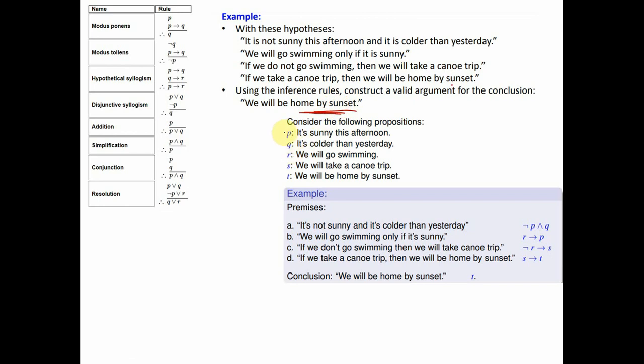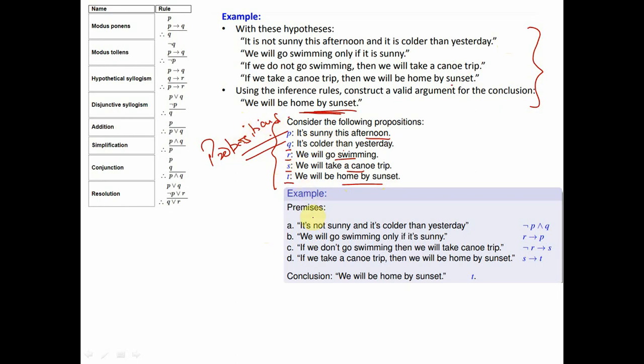So the propositions are: it is sunny this afternoon, identified by P. It is colder than yesterday, identified by Q. We will go swimming, identified by R. We will take a canoe trip, identified by S. We will be home by sunset, identified by T. Now once we have identified the propositions, the next step is to rewrite the premises and the conclusion formally.